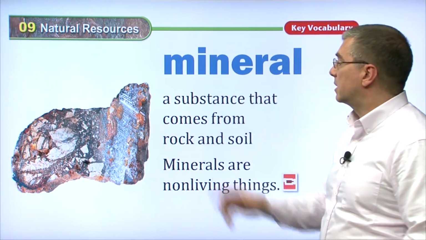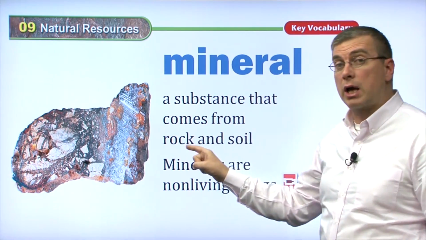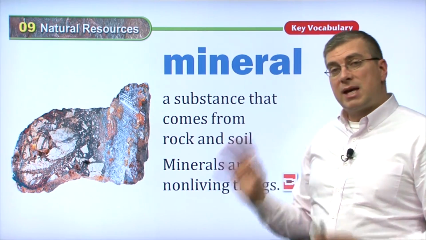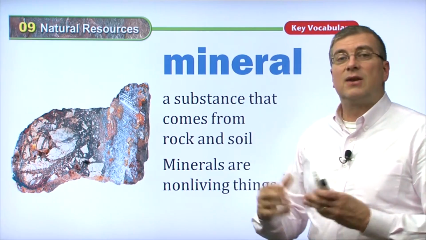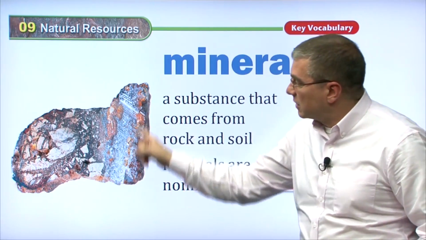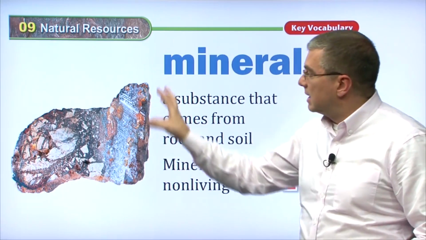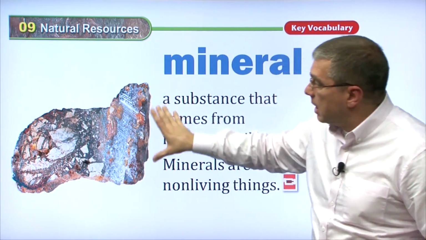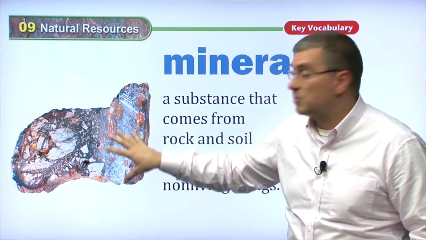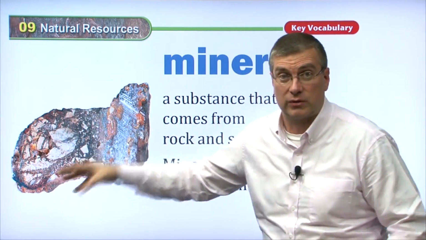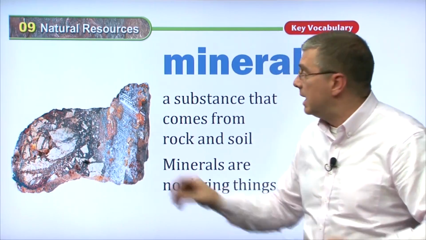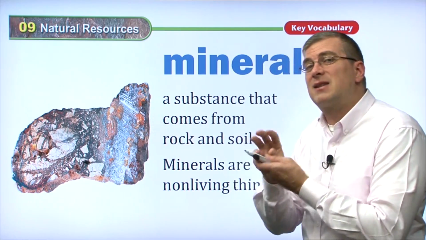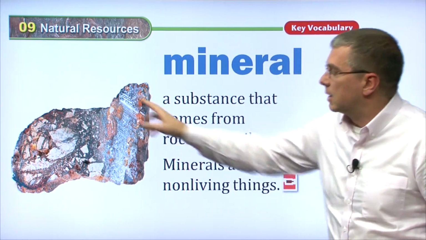A mineral is basically a substance that comes from rock and soil. Minerals are non-living things, but be careful. A mineral is different from a rock. A mineral is a certain type of chemical element that comes all together in rock. Okay, now this is a rock, right? A rock is not a mineral. A rock is made up of different kinds of minerals, all clumped together. That's a rock. If we take that mineral apart and we just have the one mineral, then that's the mineral. Okay, so it's interesting that a rock is not a mineral.